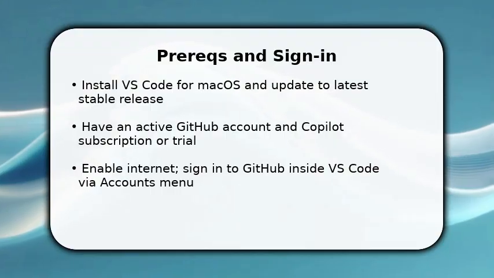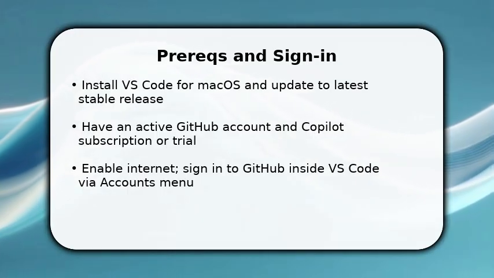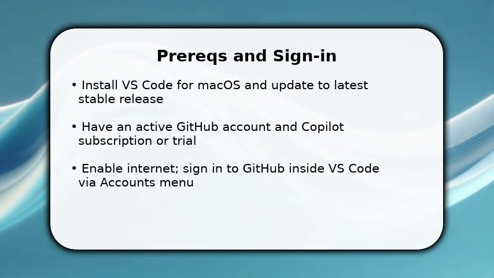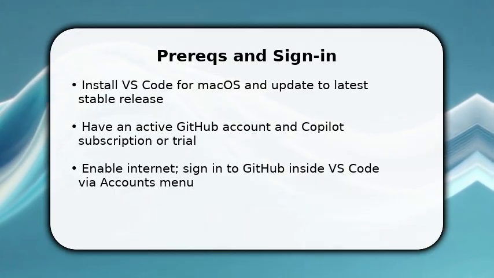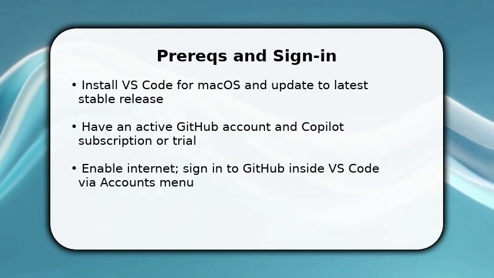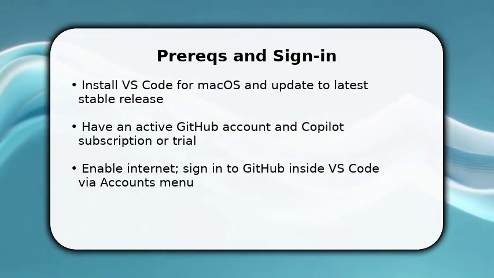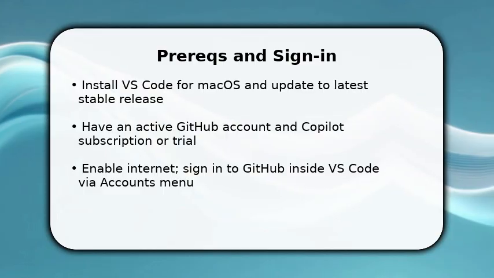You start by confirming the essentials: VS Code updated and your GitHub account active. Once done, open VS Code and use the accounts icon to sign into GitHub. You'll grant permissions for Copilot. Make sure your Copilot subscription or trial is active so suggestions appear. If VS Code prompts to install the GitHub pull requests extension, allow it.